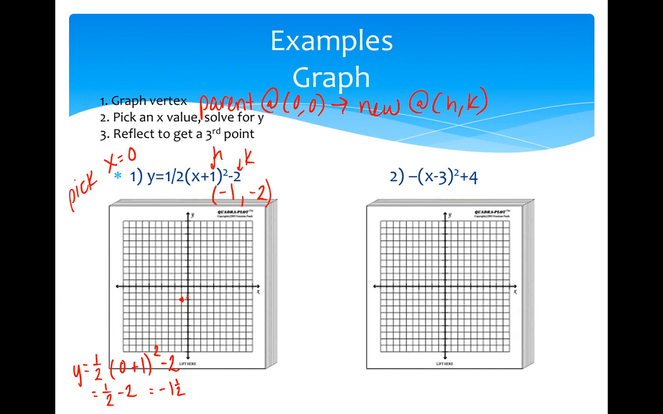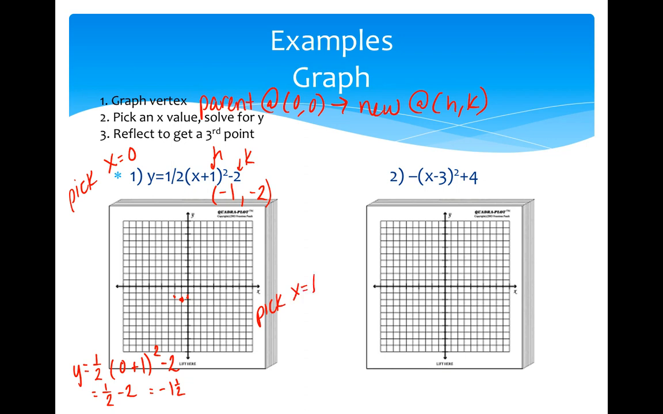And then our last step would be to reflect to get a third point. So these graphs are all symmetrical through this vertical line that passes through the vertex. So we would just reflect that over to the other side. Maybe I got this value and I didn't like it. So maybe I want to pick something else for x.